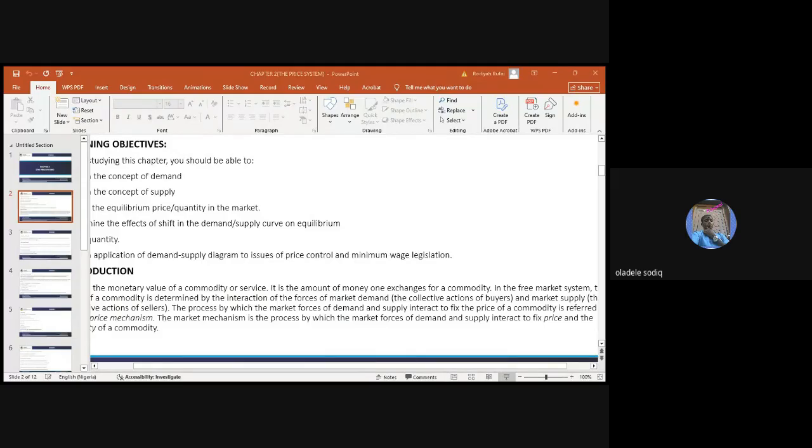So let's quickly go into the introduction. Today we'll be looking at the price system. So what is price? I always say that price is a value.